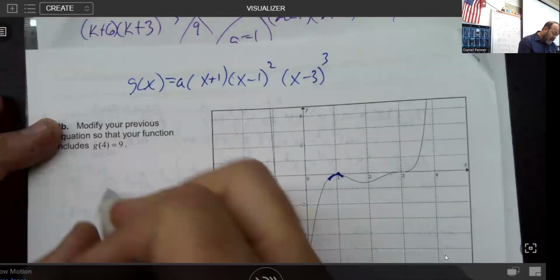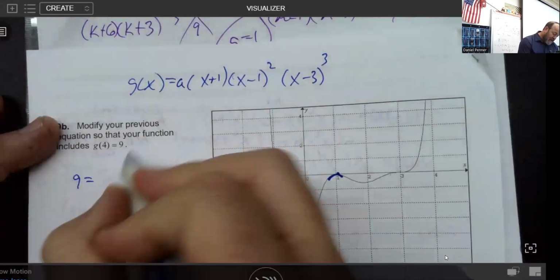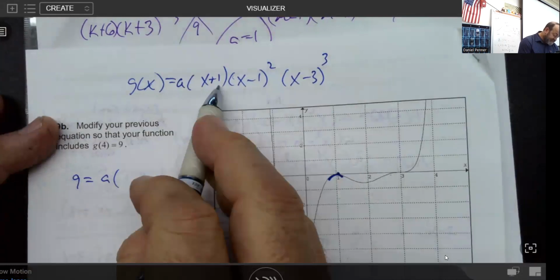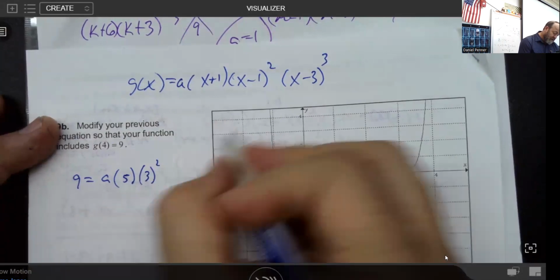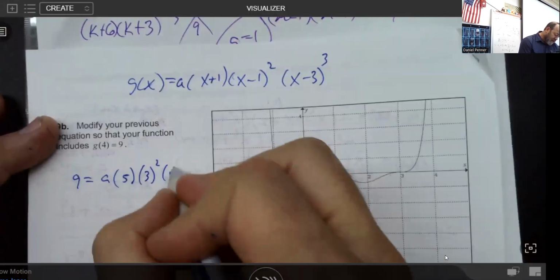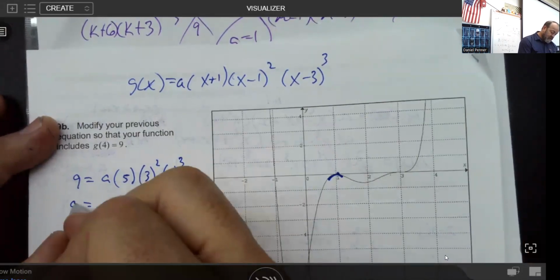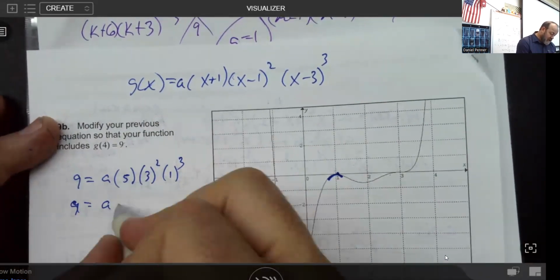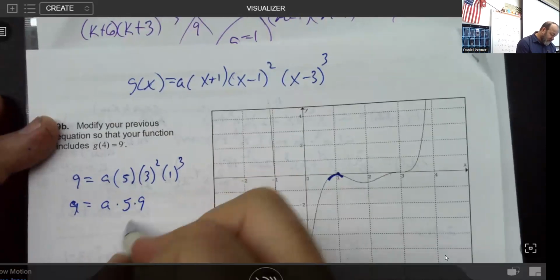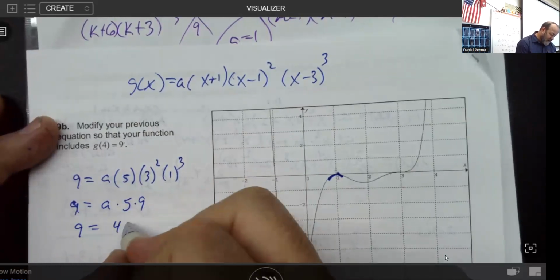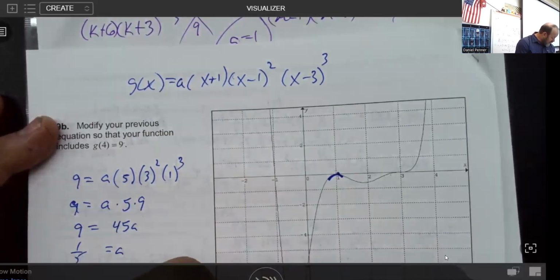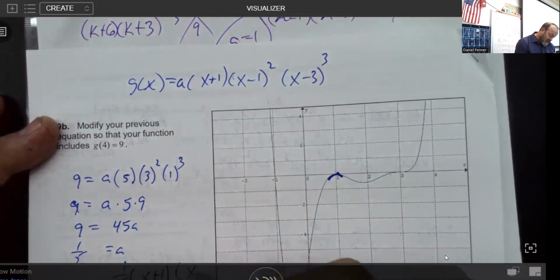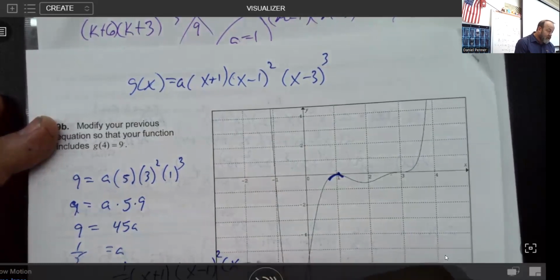So if I plugged in the number 4 for all of the x values, 4 plus 1 is 5. 4 minus 1 is 3. 4 minus 3 is 1. So when I put it all together, I have 9, because that's what we set it equal to, is equal to a times 5 times 9 times 1. So 9 equals 45a. So a is 1/5. And so I've got a nice little equation that is 1/5 of x plus 1 times x minus 1 squared and x minus 3 cubed.